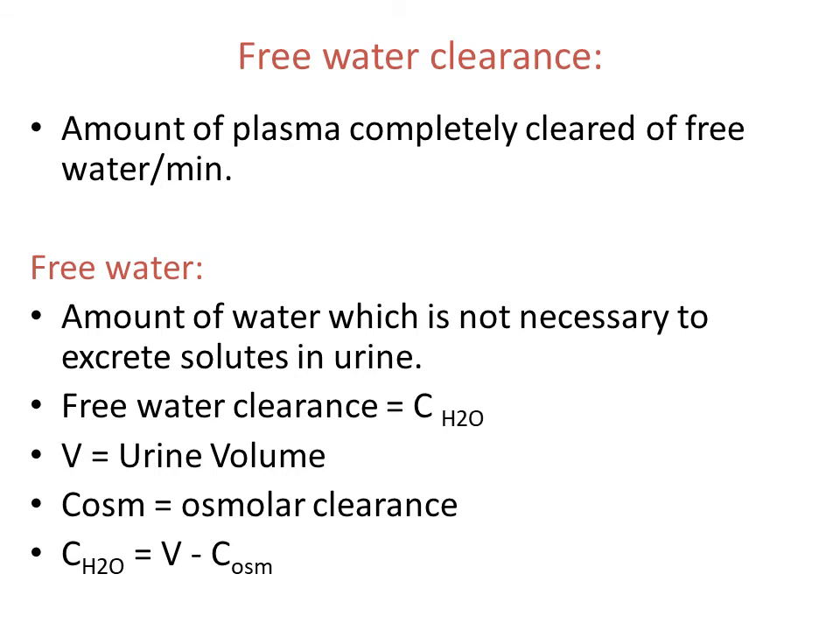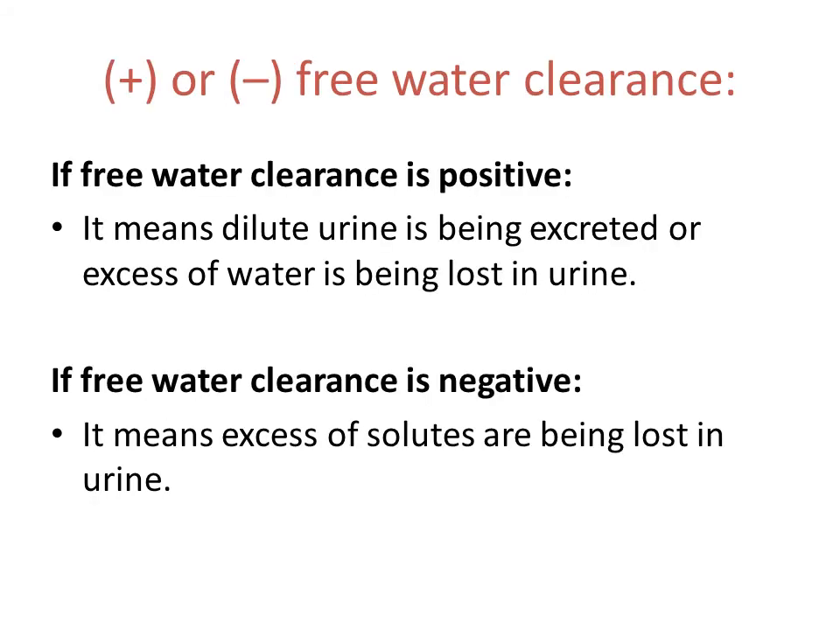Free water clearance. This is the amount of plasma completely cleared of free water per minute, and free water is the water without the solutes that is removed from the body. This can be calculated by subtracting the urine flow rate from the osmolar clearance. It can be either positive or negative. If free water clearance is positive, it means that dilute urine is being excreted, or excess water is being lost in the urine. And if free water clearance is negative, it means excess solutes are being lost in the urine.